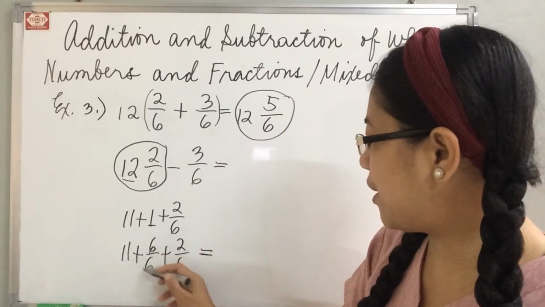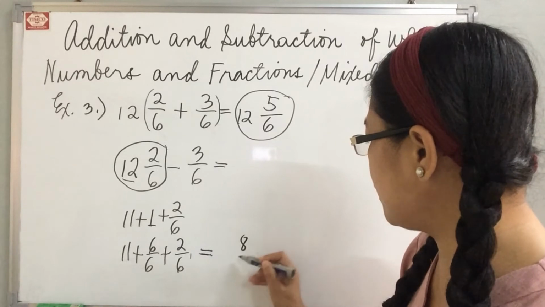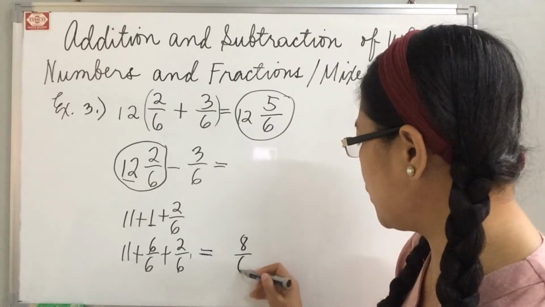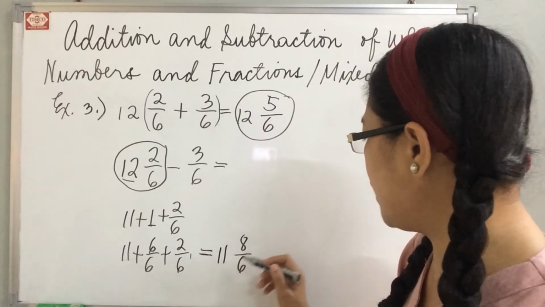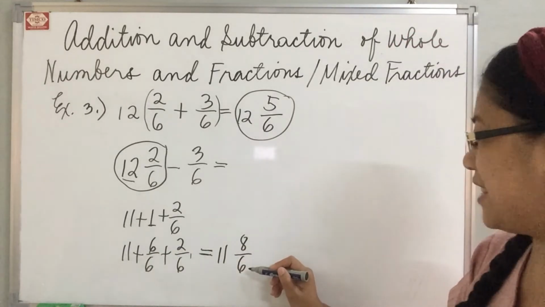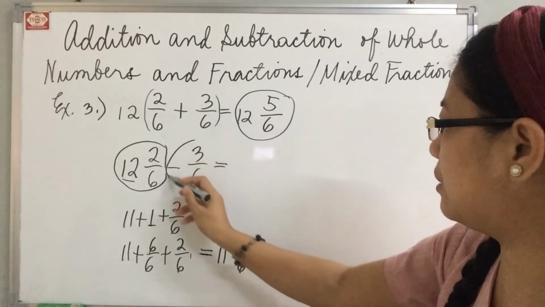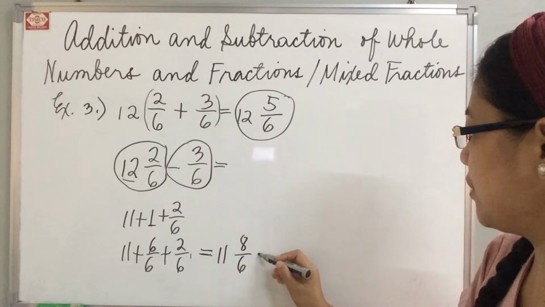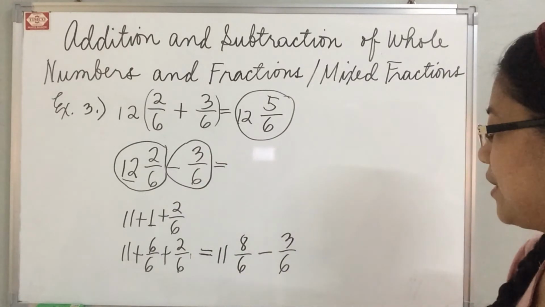Okay, so let's have the fraction. 6 plus 2, that is 8 over denominator, which is 6, and copy the whole number. So 11 and 8/6. So it is now already renamed. Okay, and then now bring down minus 3/6 here. So minus 3 over 6.